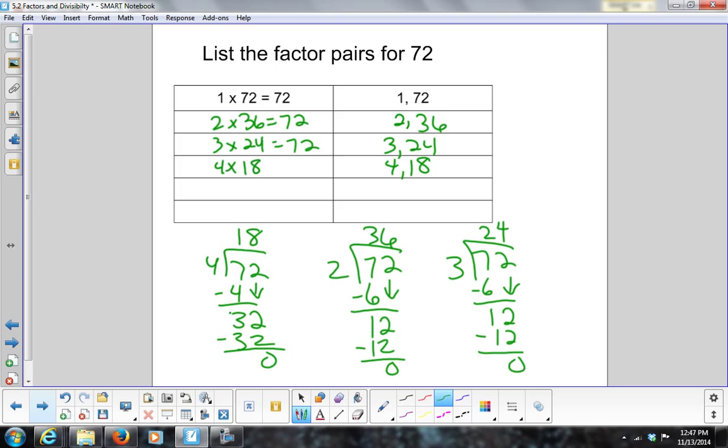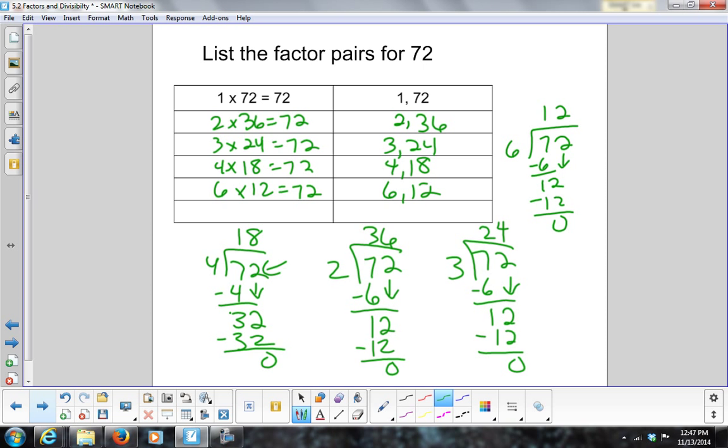I don't have to go to 5 because I know that 5 isn't going to work, because it's not a 0 or a 5 at the end here. What about 6? 6 will probably work. 6 can go into 7 one time. Bring the 2 down. 6 can go into 12 two times. That leaves me with a 0, so 6 will work. And I can just keep trying until I figure out what works and what doesn't work. So 6 and 12.